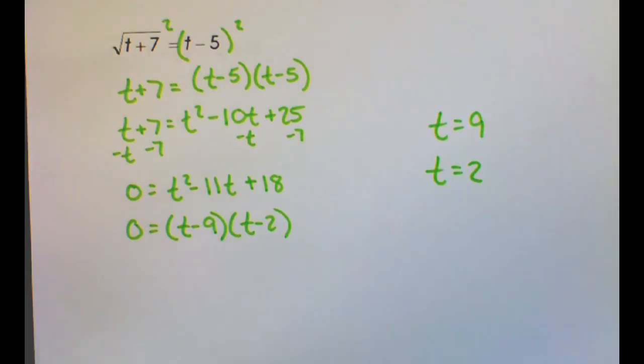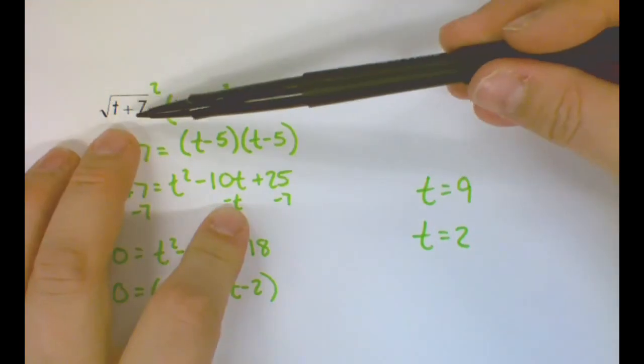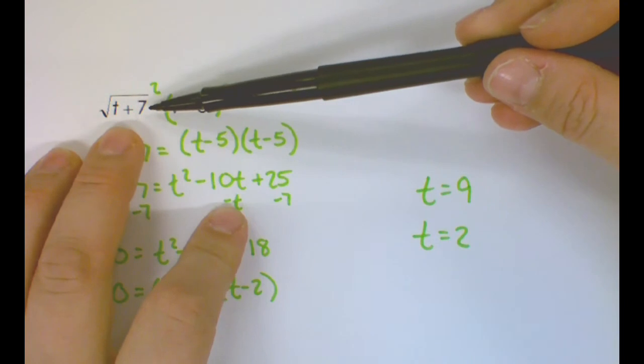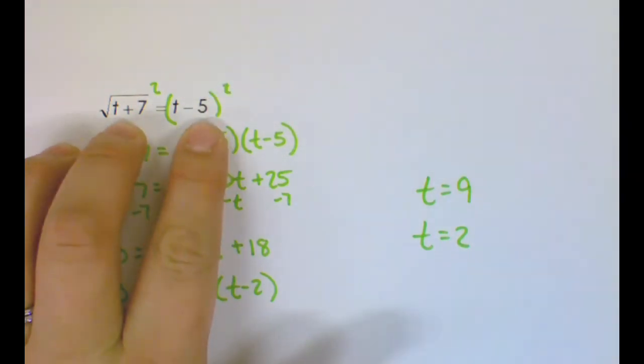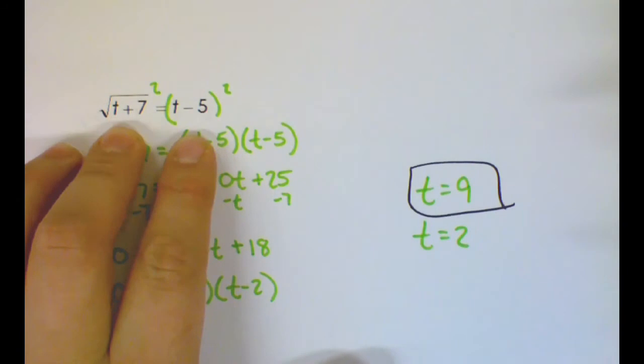But check. Checking is very, very important on these. If I check 9, 9 plus 7 is 16. The square root of 16 is 4. 9 minus 5 is 4. 4 equals 4. Good.